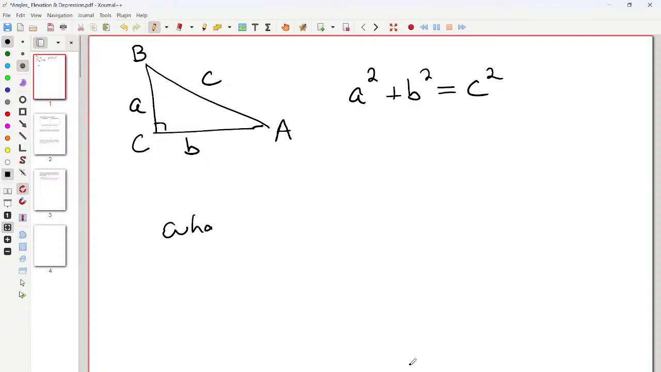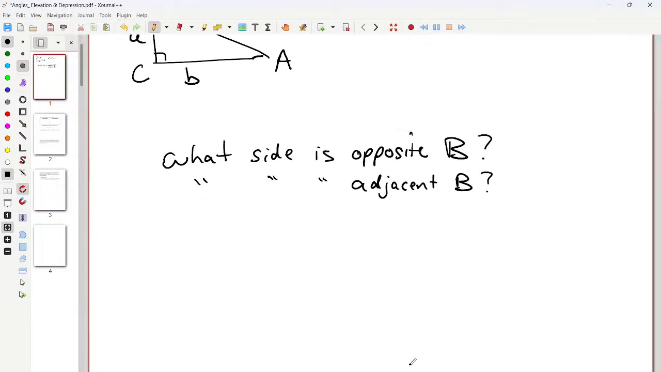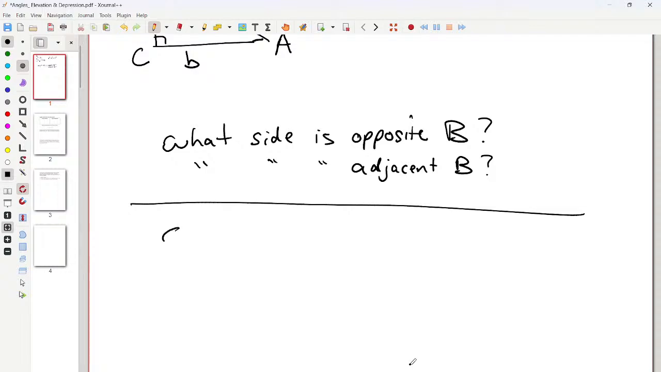What side is opposite B? Lowercase b. All right, good. What side is adjacent to B? Little a, all right? So C is the hypotenuse. Just remember what opposite, adjacent, and hypotenuse are from an angle. All good.